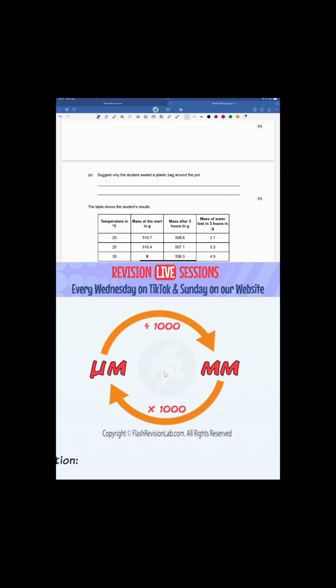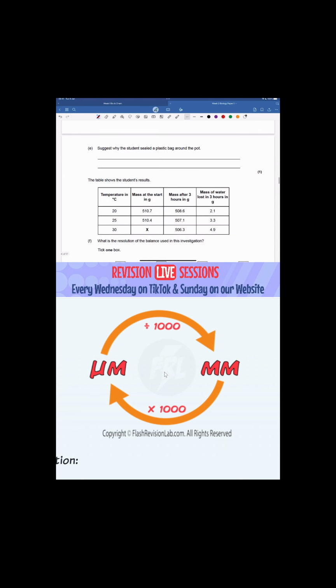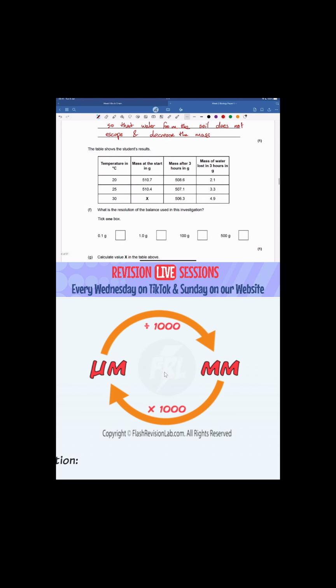experiment. So you can say, suggest why the student sealed a plastic bag around the pot: so that water from the soil does not escape and decrease the mass. I'm not sure what year this is from. I think it's maybe 2018, 2019.